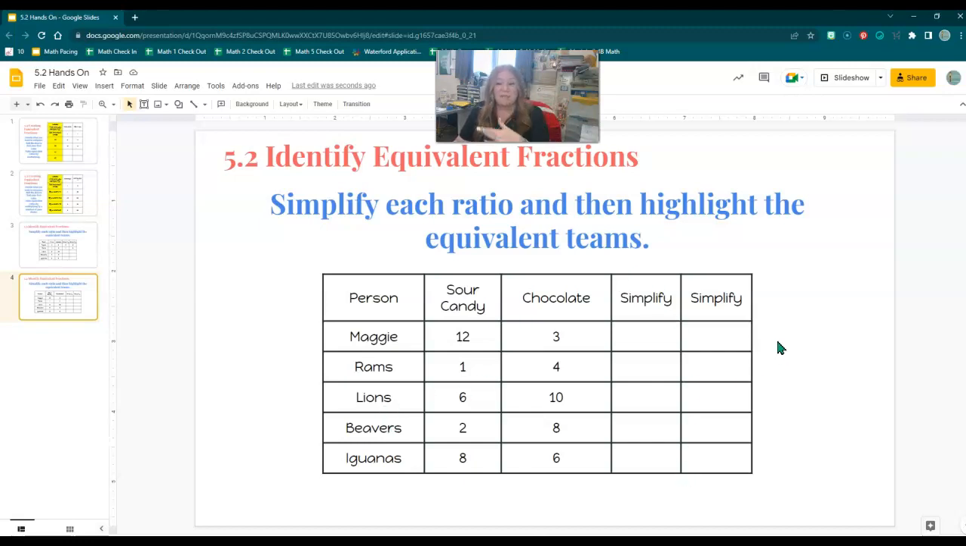So just simplify, find the 2 that are equivalent, and then I want to see it when you're done. Oh, and you know what else I want? I want you to put your dice away. I do not want to see these around the classroom on the floor. Put them away. Okay, have a good day.